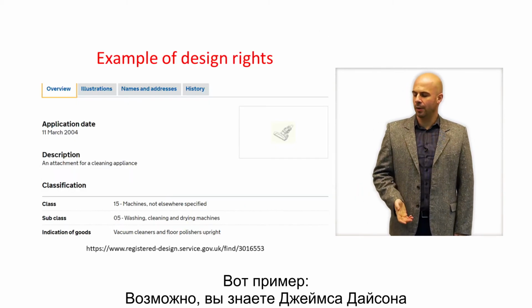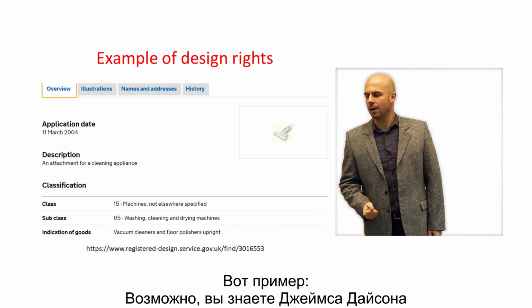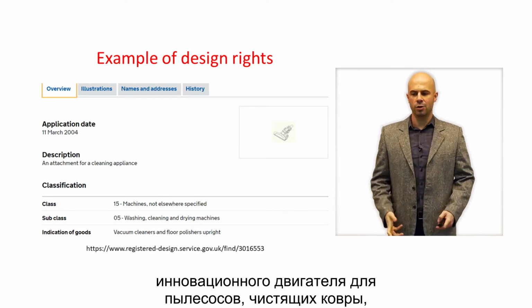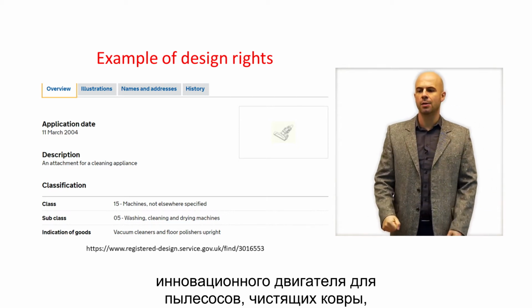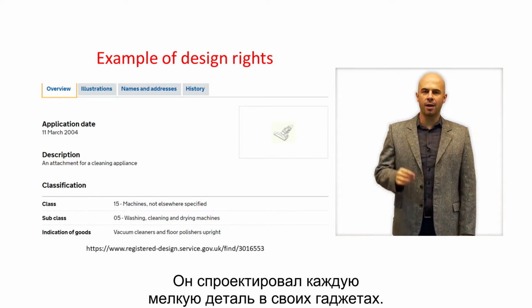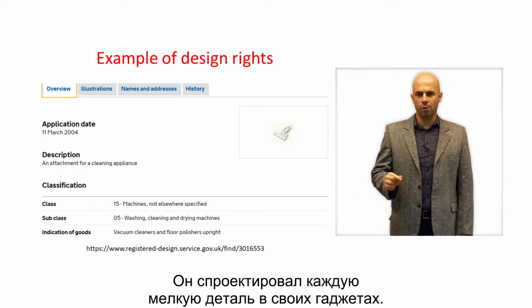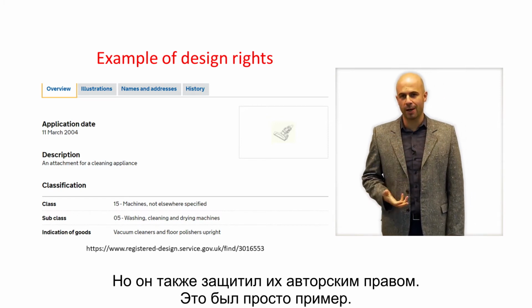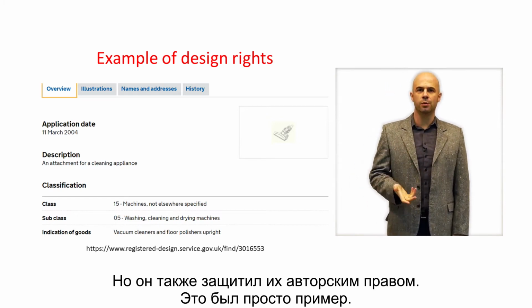This is one example. Maybe you know about James Dyson. James Dyson's famous in the UK for designing this innovative engine for hoovers that clean the carpets or fans or hand dryers. He designed every single piece of his devices. But also he protected all of them. And that is one example.